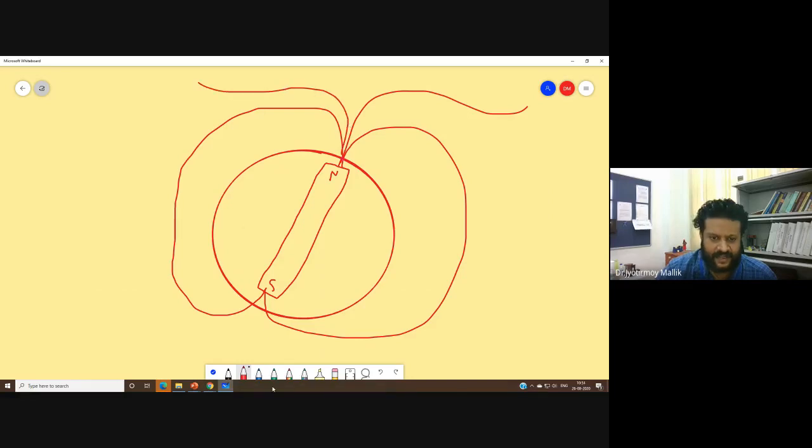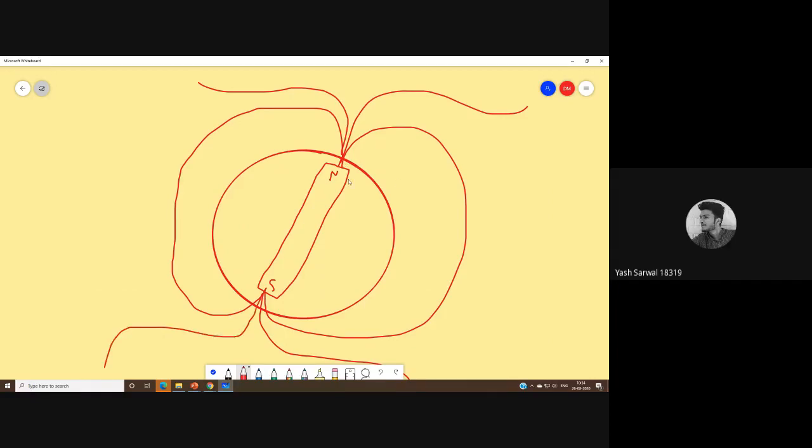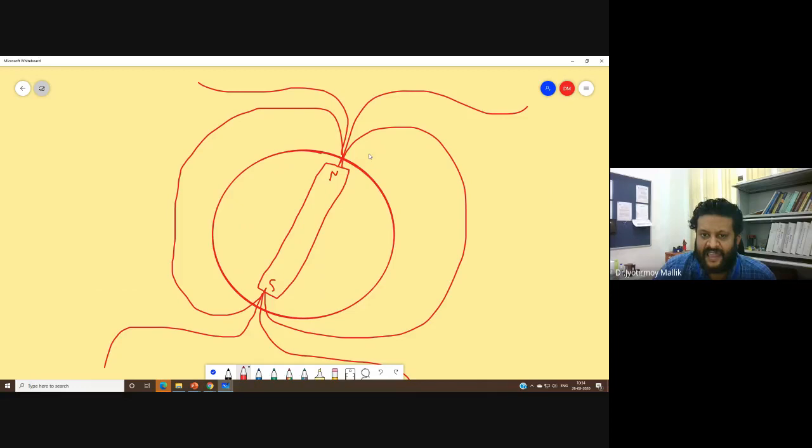Magnetic lines look something like this. I think you are familiar with these sorts of diagrams, Yash, right? They are magnetic lines, right? Yes, yes. Okay. So now, if I take a bar magnet, what will happen? If I take it to the North Pole, the bar magnet will hang vertically. If I take it to the South Pole, the bar magnet will also hang vertically. If I take it to the equator, the bar magnet will be horizontal.